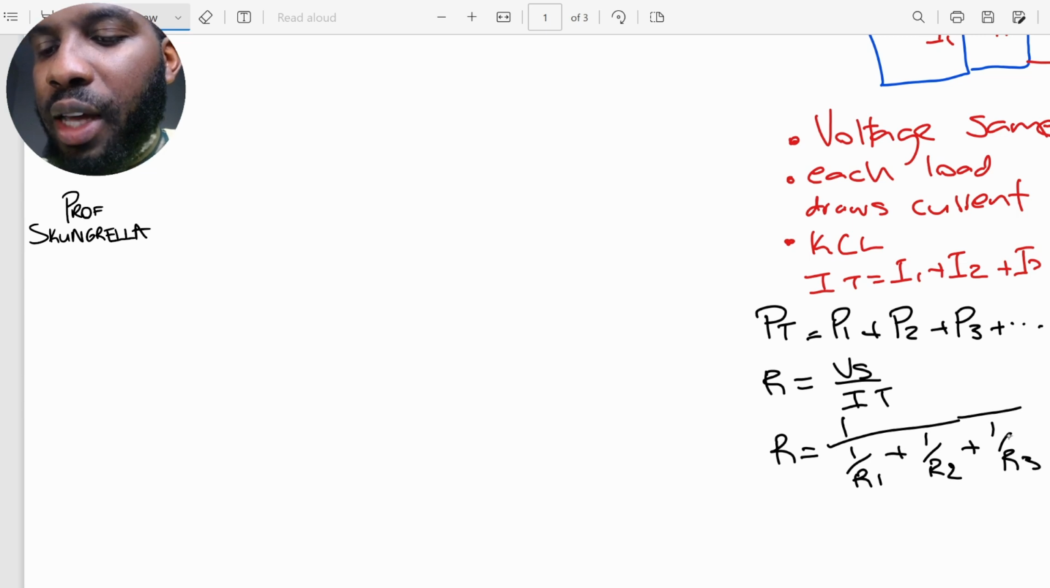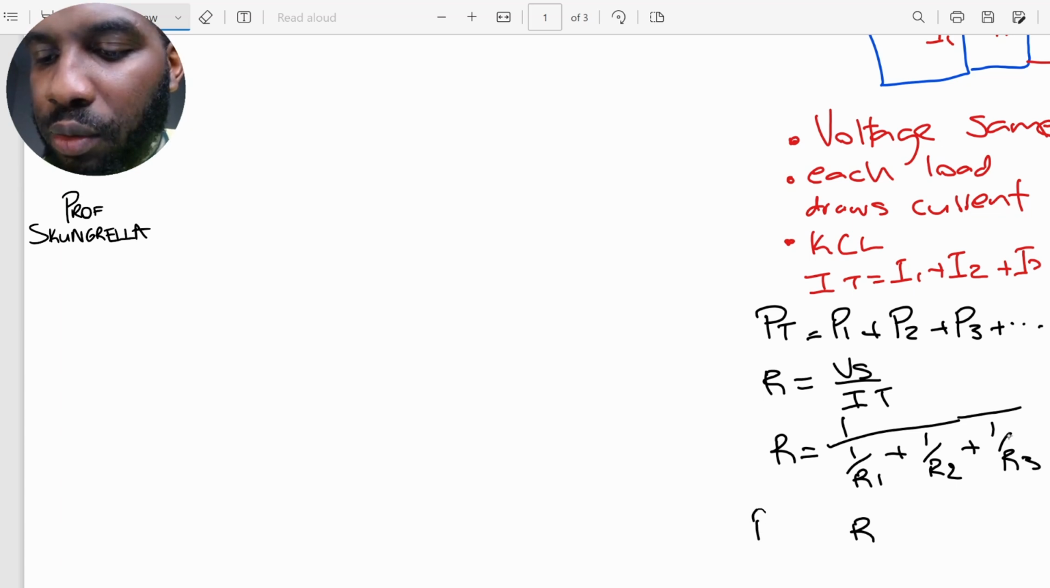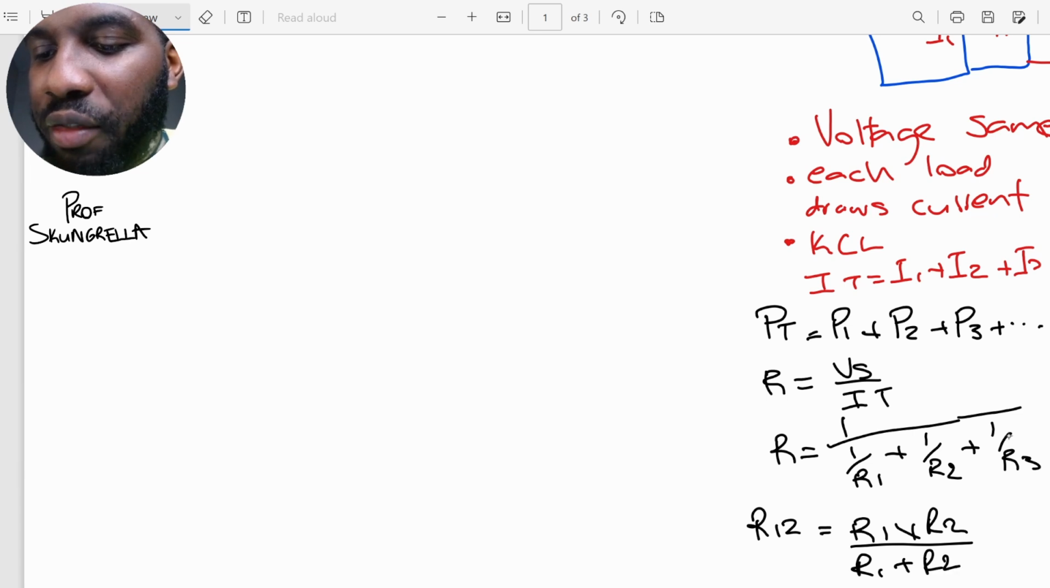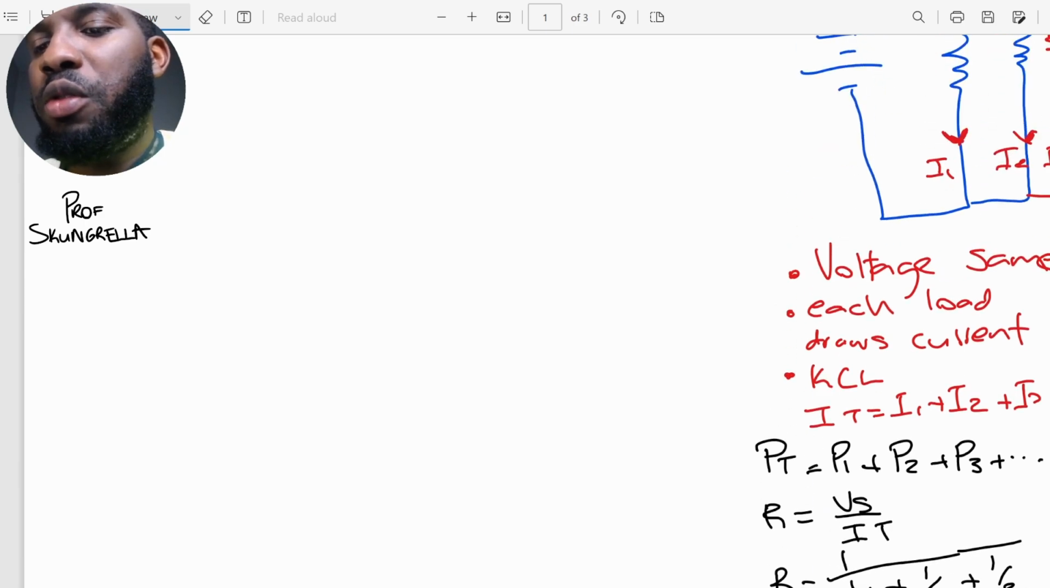Right? So then we also said we can find the parallel resistance by using the product over the sum. So for two resistors, let's say R12 is equal to R1 times R2 over R1 plus R2, right? So this is how we find the resistance for two parallel resistors. So this was for parallel resistors.